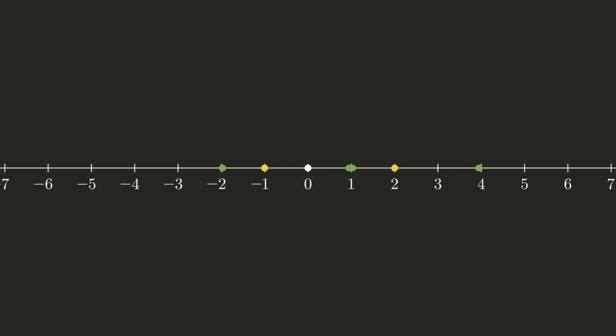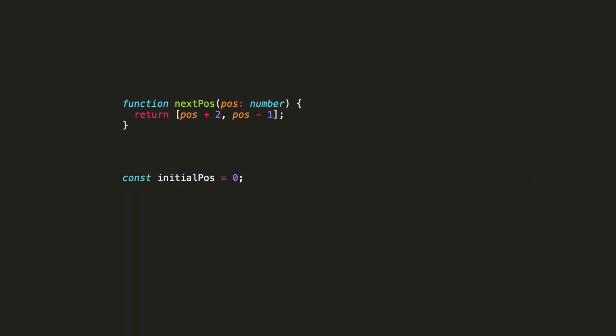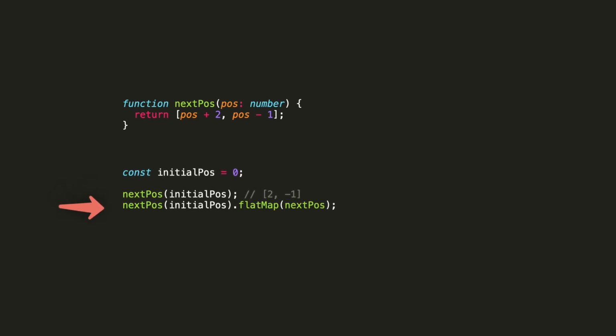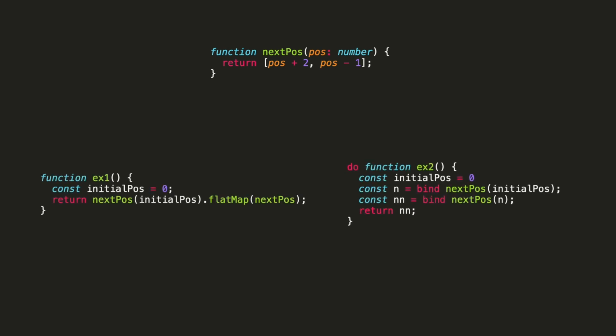You may have noticed we can chain this effect using flatMap. Let's try to chain this operation by using flatMap. With the initial position set to 0, this will return the possible positions after taking one step, which are 2 and -1. And this will return the possible positions after 2 steps, 4, 1, and -2. Since do notation is just syntactic sugar for flatMap, this function on the left does the exact same thing as the function on the right.